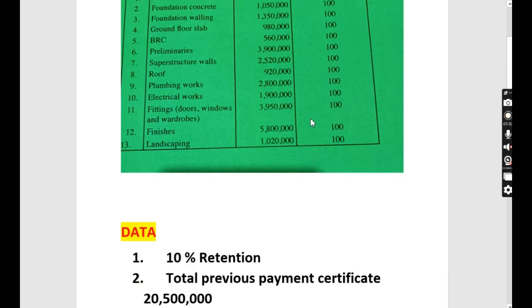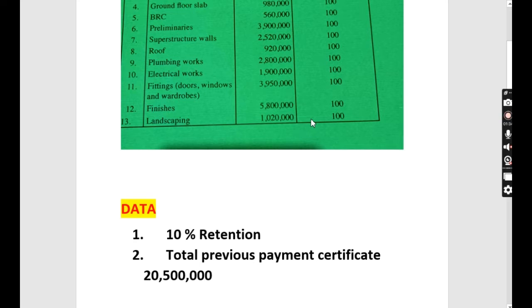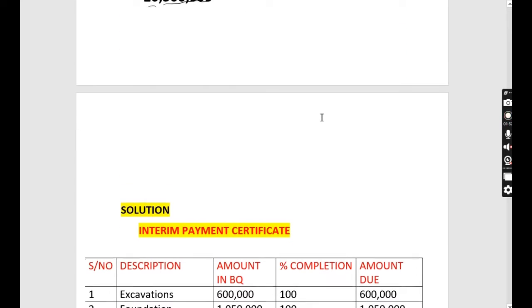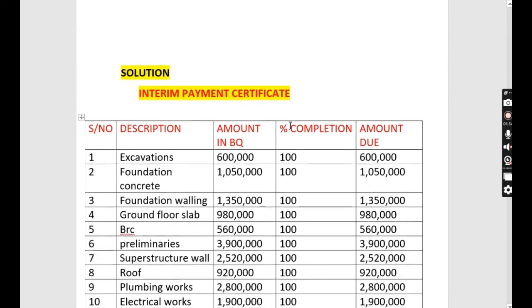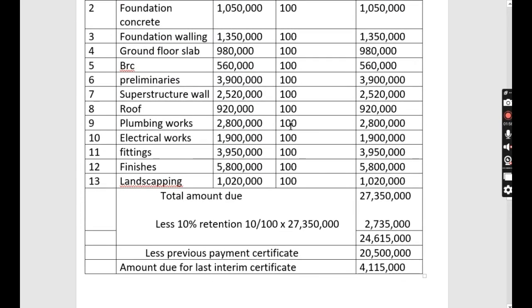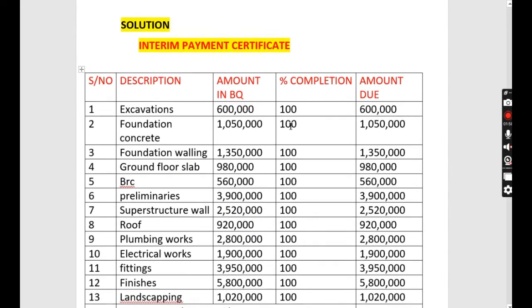So this is the data that we have, and then there's 10% retention. Remember, we talked about that. Every time we prepare a certificate, we must retain 10%. And then we have the previous payment certificate, which is 20,500,000. So this is what the contractor has been paid. Now let's start preparing the interim payment certificate.